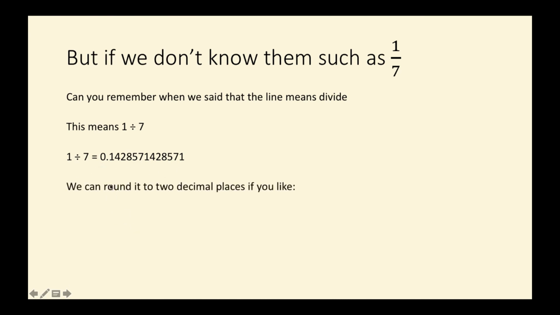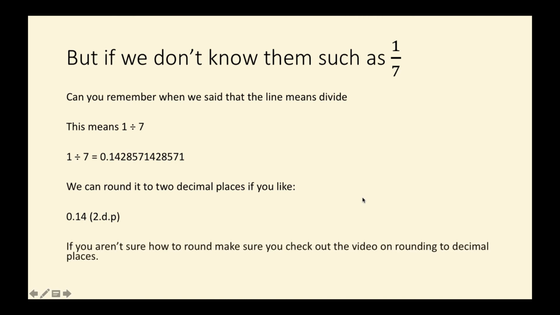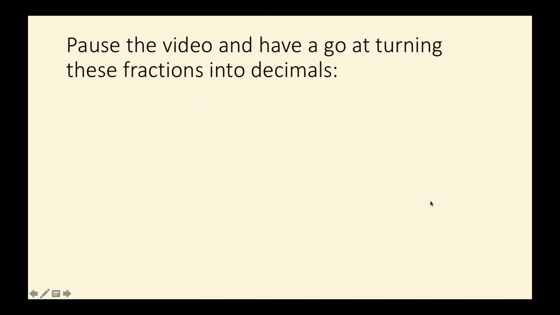Now we could round that to 2 decimal places, so you've got 0.14, so we could leave it as 0.14 to 2 decimal places. There is also a video on rounding decimals if you aren't sure on how that is done. Okay, so let's have a go at a few then. Have a go using your calculator or your calculator on your phone or whatever. Pause the video and have a go at turning these fractions into decimals.